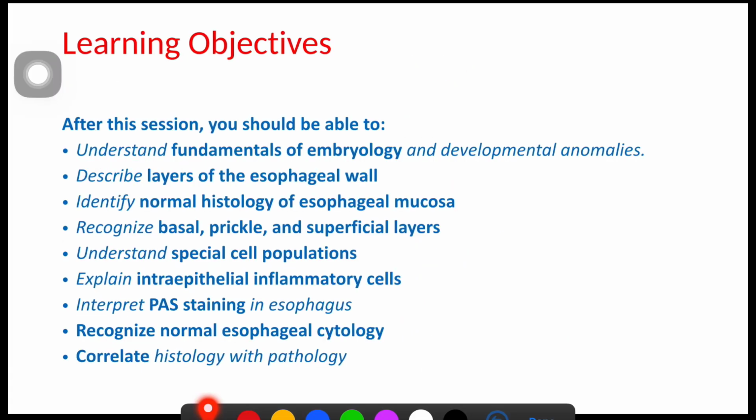The learning objectives of this video are that after this session you should be able to understand the fundamentals of embryology, know the layers of the esophageal wall, identify normal histology of esophageal mucosa, recognize all the layers of the mucosa, and understand spatial cell populations in the epithelium, explain what intraepithelial inflammatory cells are, interpret special staining in the esophagus, recognize normal esophageal cytology and correlate histology with pathology.